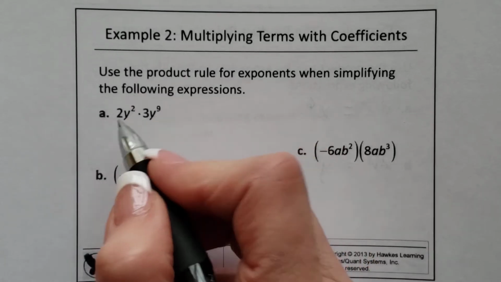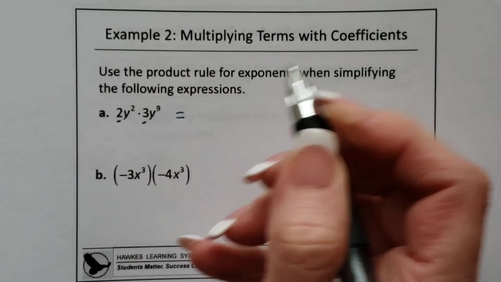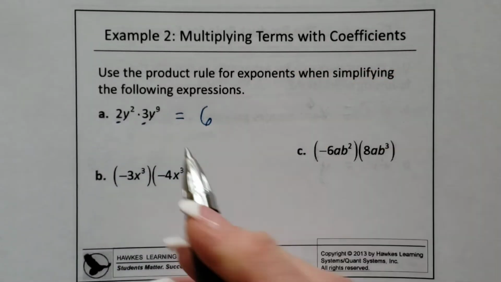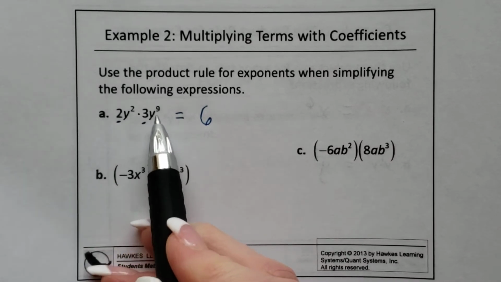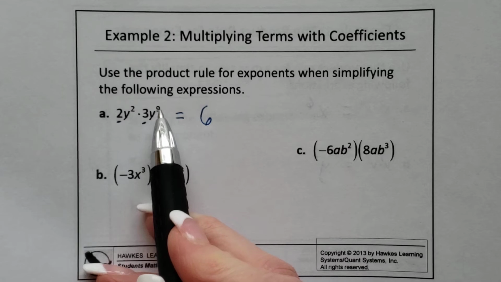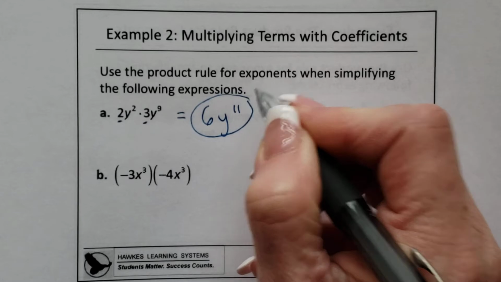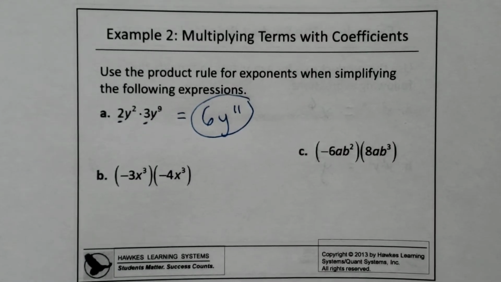So on this one, we're literally going to multiply 2 times 3, and we get 6. And now our two bases that are being multiplied are y's. They're raised to the exponents of 2 and 9. So 9 plus 2 is 11. So I have simplified that expression.